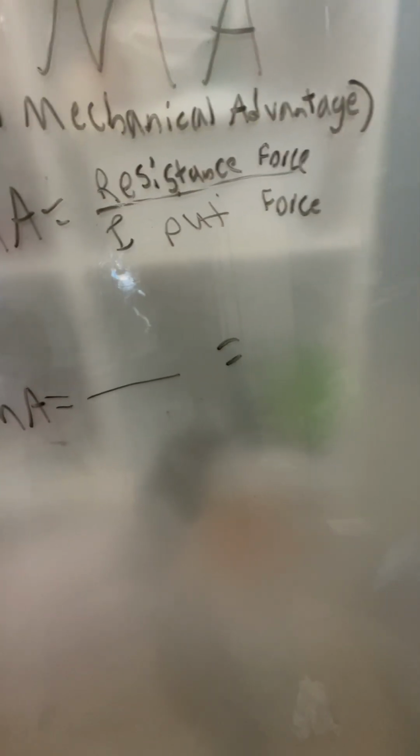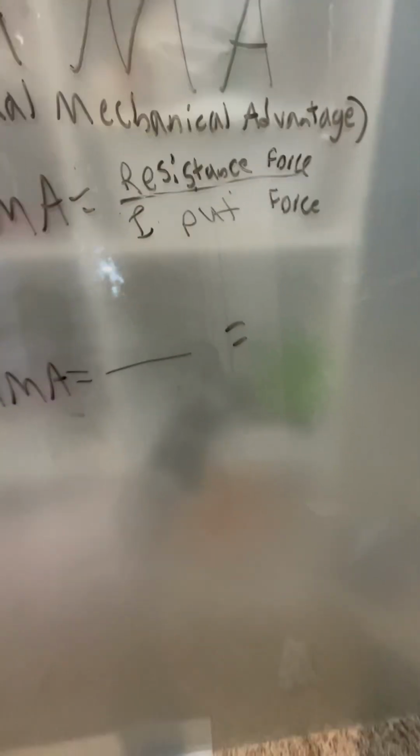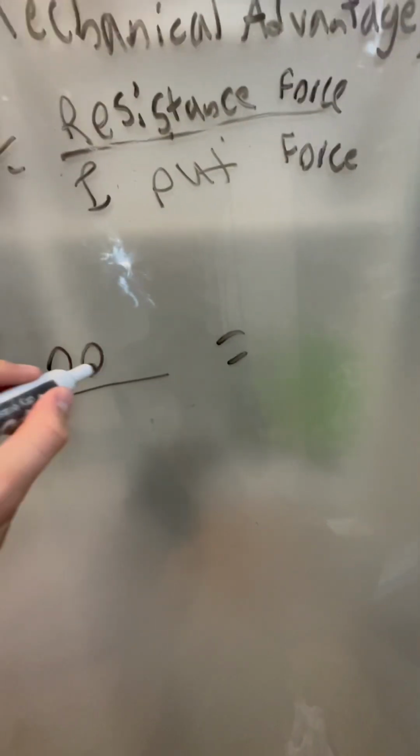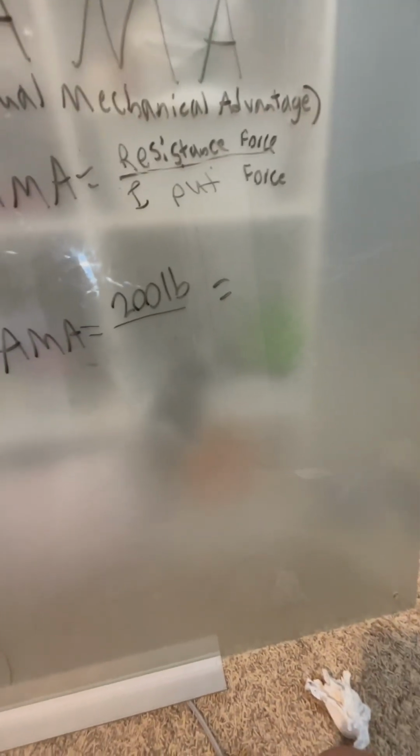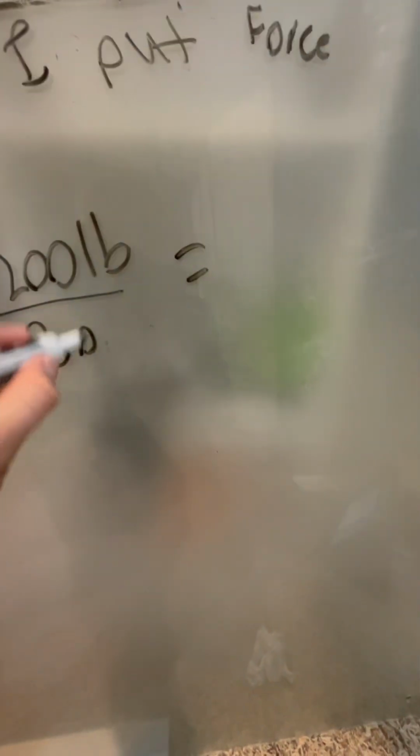Now, we're going to do a little problem to solve this. A worker is lifting a 200-pound box, so the 200 pounds is the resistance. And he is pushing it up a ramp into a truck. He is using 80 pounds of force to get into the truck.